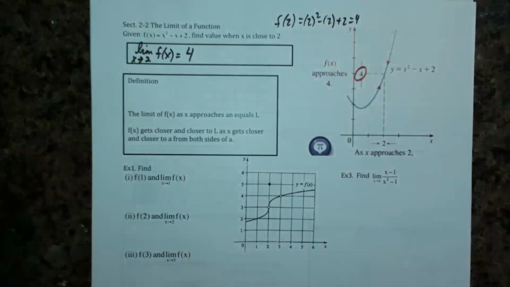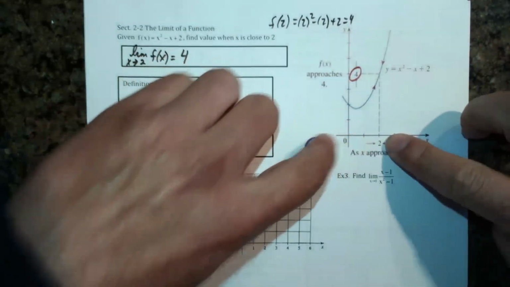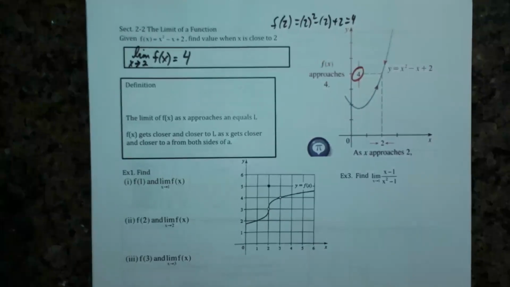Now notice that we are approaching it from both directions. That's going to be important here in just a few minutes, because if we approach it in both directions and we get different y results, then that limit is not going to exist.